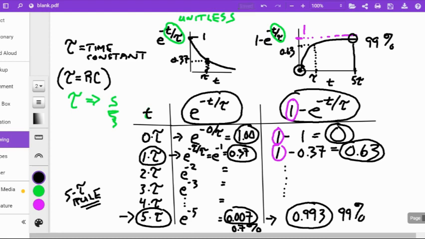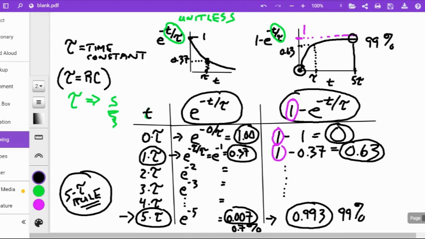So things I like to remember, I like this 5 tau rule because with an exponential function, you're never truly there. You're always approaching some asymptote. But if you want to say, when am I 99% of the way there, right? then I can say, well, just find 5 times the time constant, and that'll help me with that.